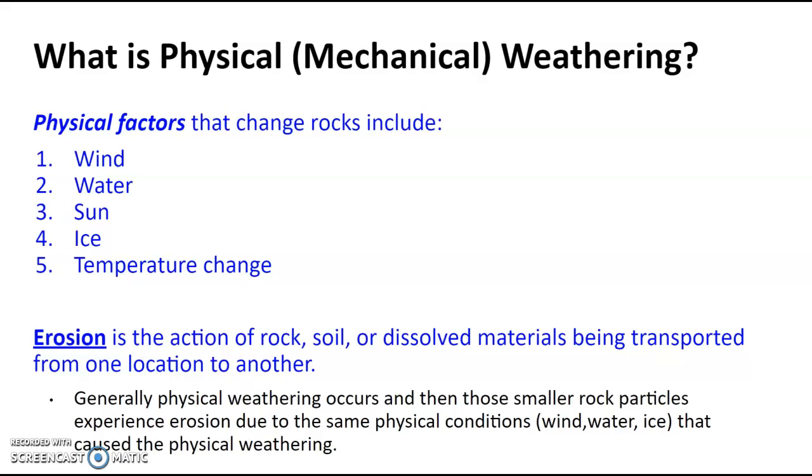Erosion is the action of rock, soil, or other dissolved materials being transported from one location to another. So a lot of times physical weathering happens, and then after the physical weathering, erosion occurs. So something comes and it breaks down the rock, whether that's wind or water or ice. And then once the rock is broken down, the wind or the water can carry the rock away to a new location because it's so little. So those two things kind of work hand in hand, weathering and erosion.